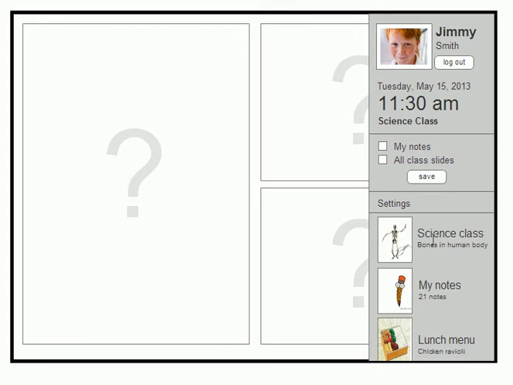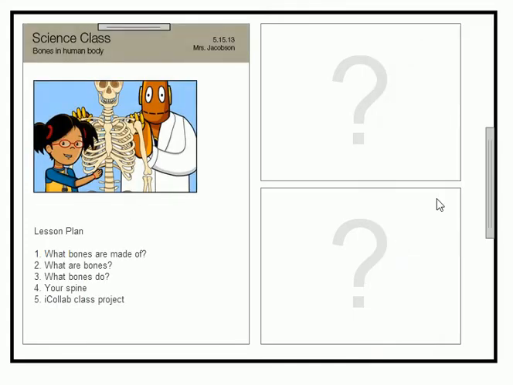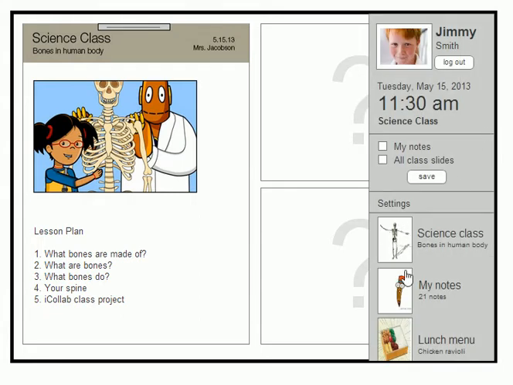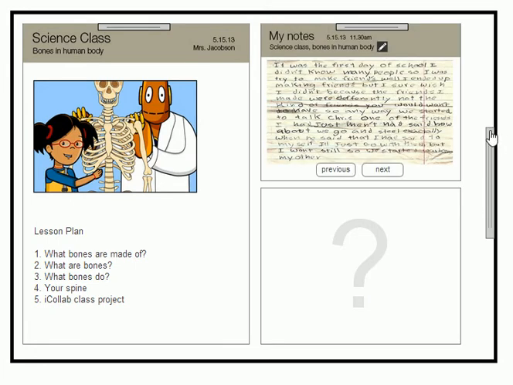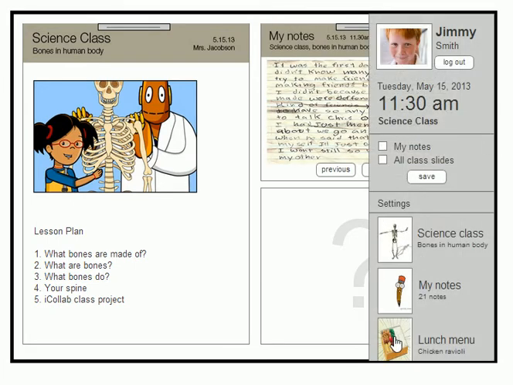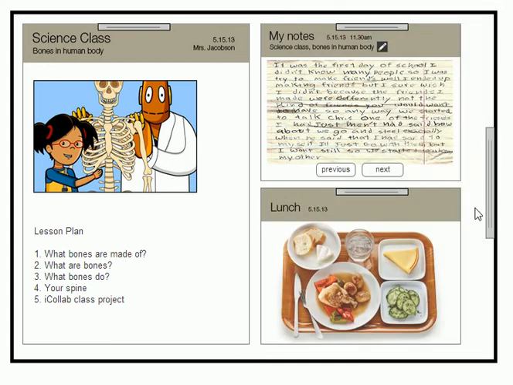The science class is going to happen now, so he drags the module to the largest box where it appears. He decides to populate the second box with his notes module, and the third box with the lunch menu. Again, he drags it and it appears in the third compartment of his bento box like interface.